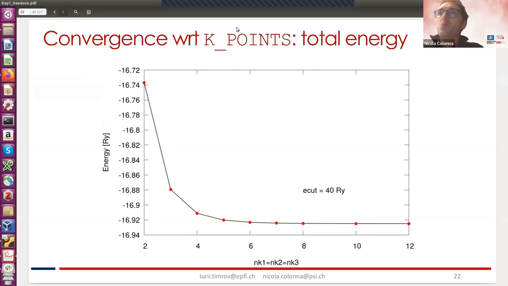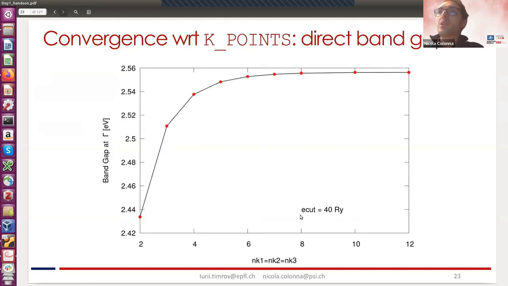Then the other parameter you would like to converge is the sampling of the Brillouin zone, and this is controlled by k-points. And again, I did it for you. In this case, now I know how to choose my cutoff, and I set it to 40, and I did several different calculations, increasing the sampling of the Brillouin zone. I first used a regular grid with 2 k-points, then 3, 3, 3, 4, 4, 4, and so on, up to 12, 12, 12. And again, the total energy converges very smoothly, and probably already at 8 by 8 by 8 we are converged, and the same is true for the gap.